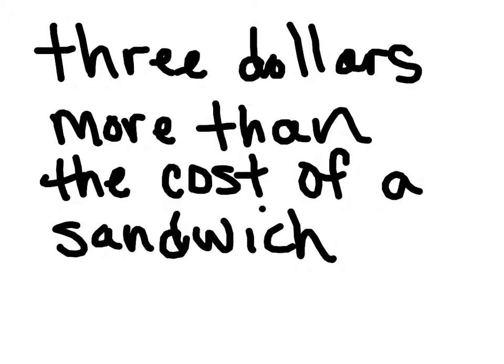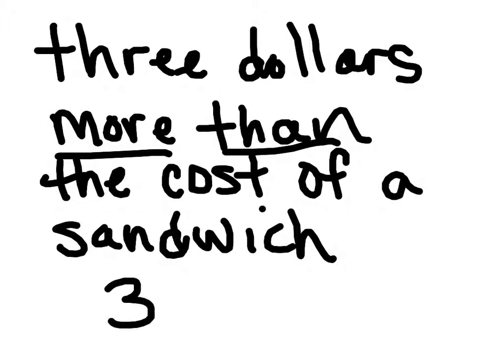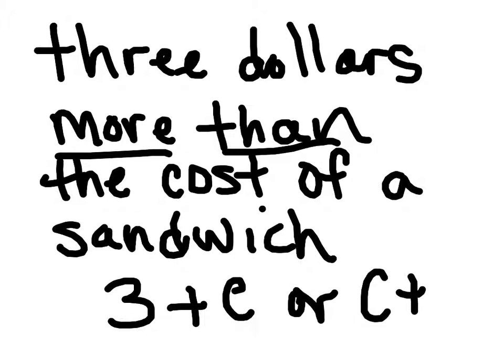As an algebraic expression, you could let any variable equal the cost of the sandwich, because we don't know that. That's the unknown. So we could say the cost of the sandwich is C, and then we have the $3 more than, and your keyword is more than, which means plus, right? So you'd have 3 plus C, or you could write it C plus 3.